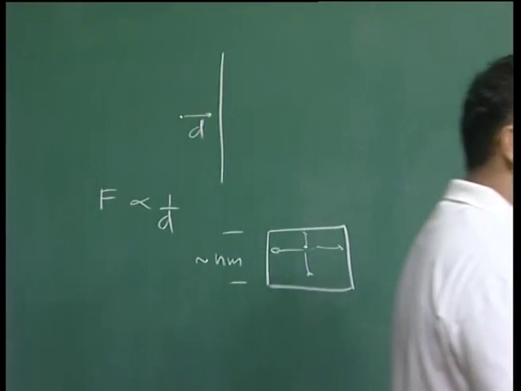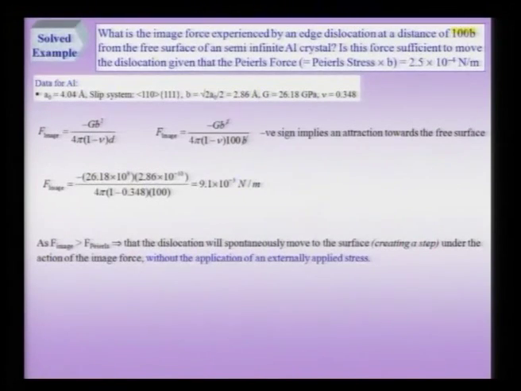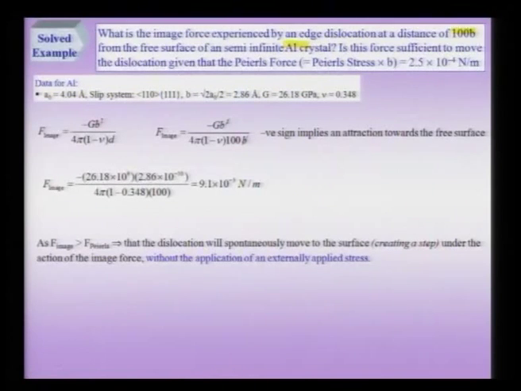So, let us ask this question: if a dislocation is present near a free surface at a distance of about 100 b, then will the presence of this image force, that means the presence of this free surface itself, move the dislocation towards it? Now assume an aluminum crystal. An aluminum crystal has a Burgers vector of 2.86 angstrom, and the shear modulus is 26.18 gigapascal. The Poisson's ratio for aluminum is about 0.348, and the lattice parameter of aluminum is 4.04 angstrom.